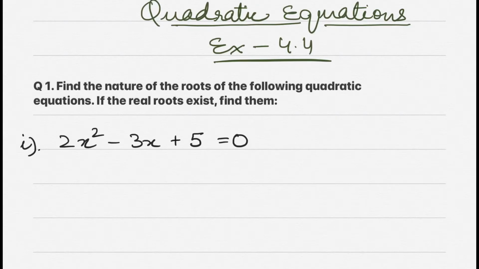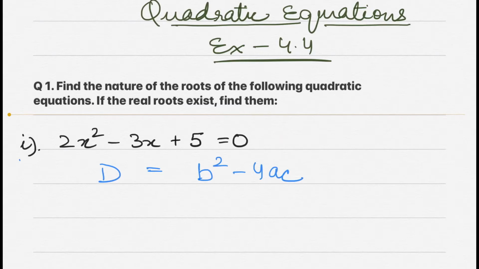Now we know how we can find out whether the roots are real or not real. We know the discriminant is equal to b square minus 4ac. If my discriminant is greater than 0, then there will be two distinct real roots. If it is equal to 0, then there will be two equal real roots. If it is less than 0, then there will be no real roots. So basically we have to find the discriminant, which is b square minus 4ac.